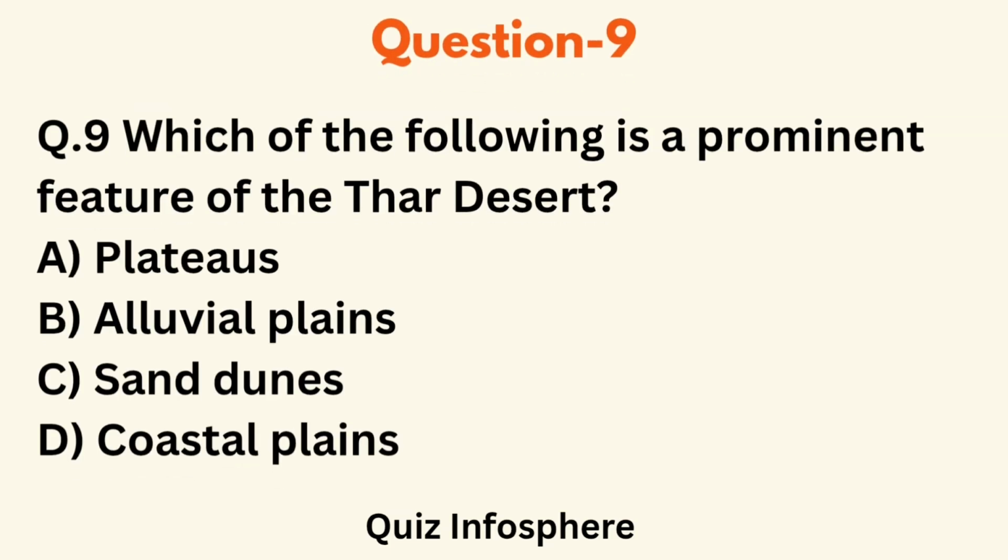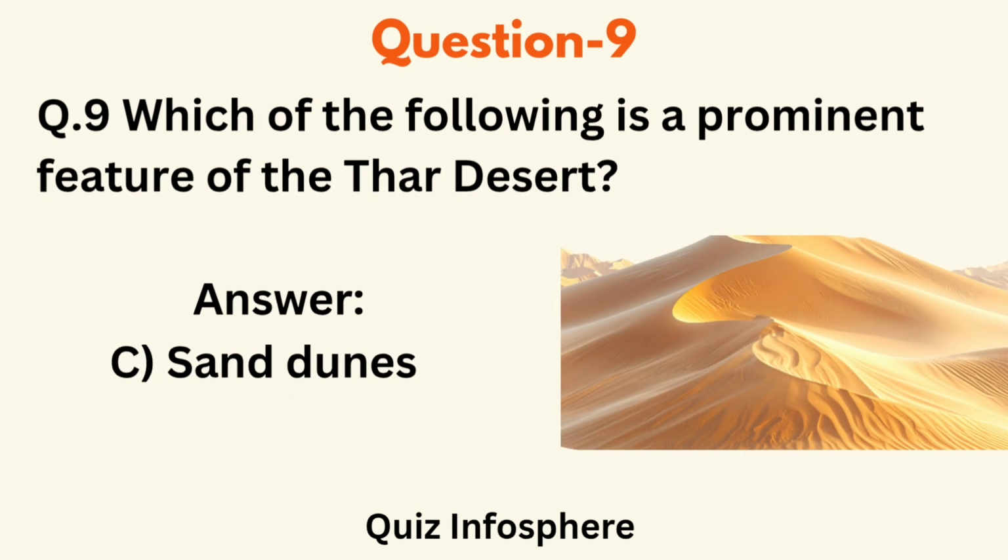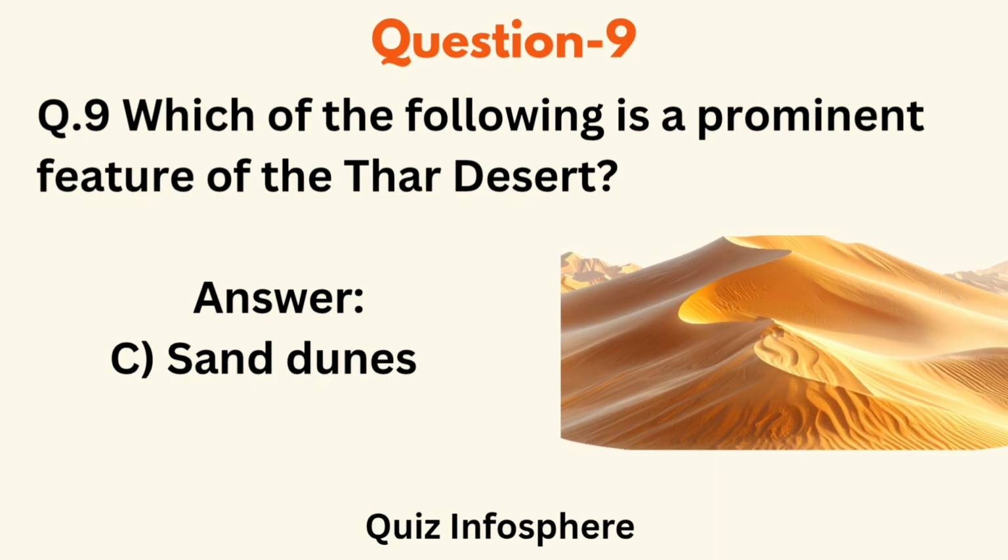Question 9. Which of the following is a prominent feature of the Thar Desert? Plateau, alluvial plain, sand dunes, coastal plains. The correct answer is option C, sand dunes.